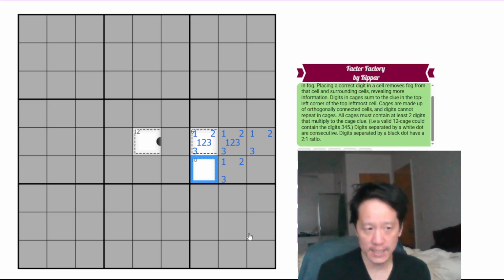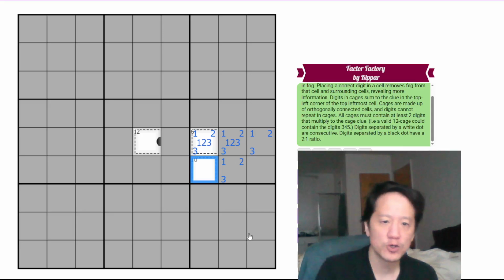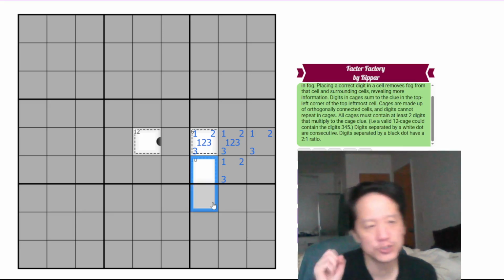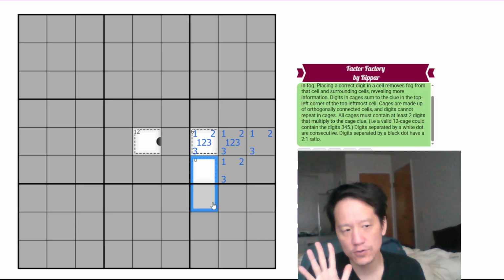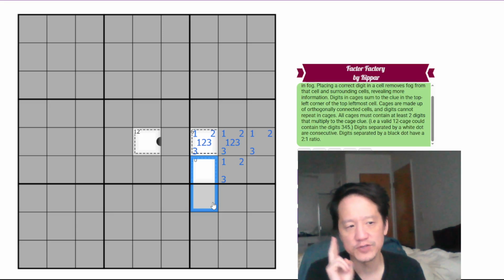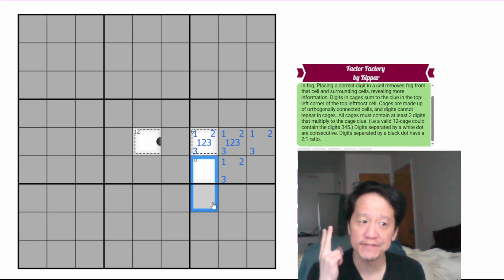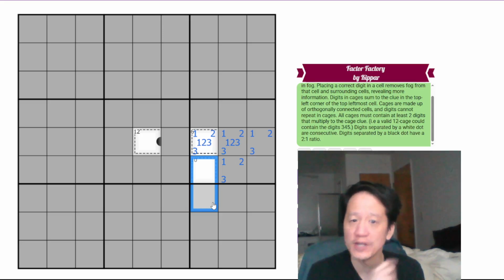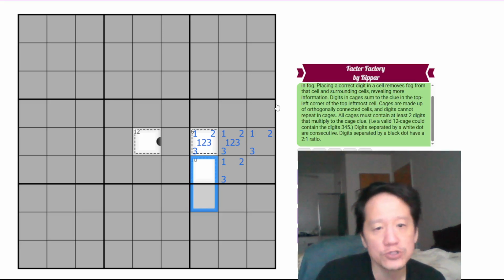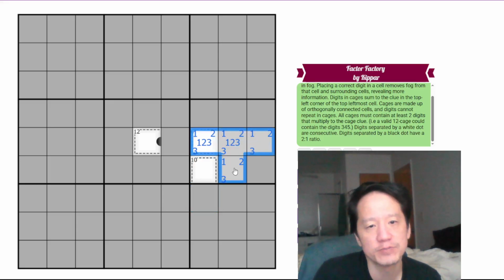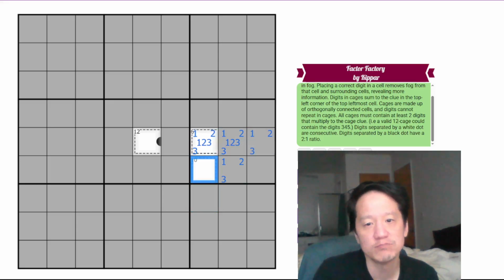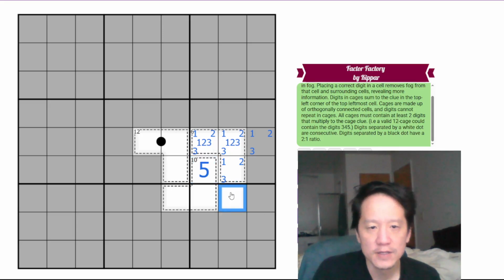We need to multiply to 10, you need a 2 and a 5. The only combination of digits that can add up to 10 with a 2 and a 5 is 2, 3, and 5. But we know 1, 2, and 3 cannot be in this box. Therefore, this must be a 5 here. So this is 5. There we go.